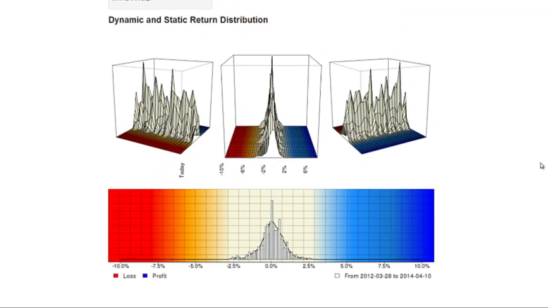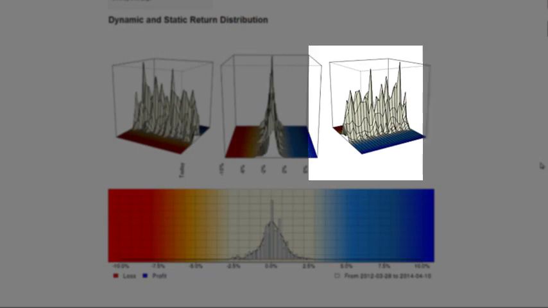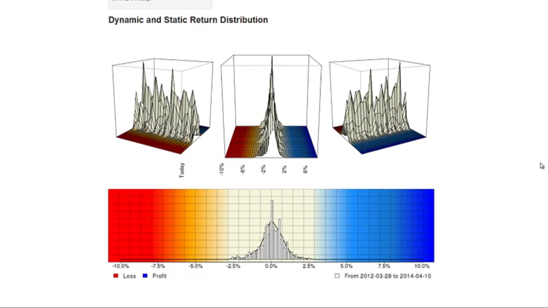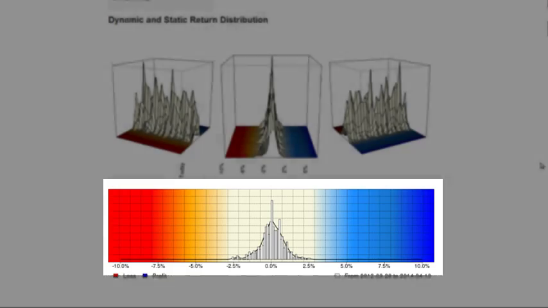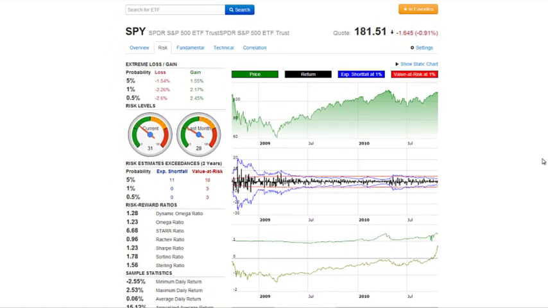Finally, at the very bottom of the risk page is a 3-dimensional view of the return distribution. The top left shows the negative returns, top right, positive returns. Changes in peaks or width of the distribution can be observed quickly. The complete static distribution is shown on the bottom. This completes the ETF Analyzer risk page.